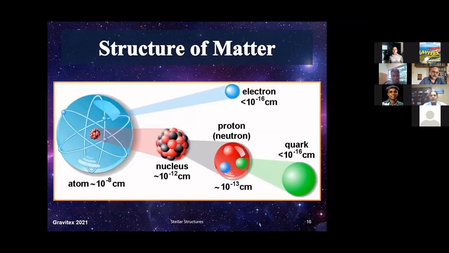So this is the structure of matter. This is the atom, which has approximately 10 raised to the minus 8 radius, and this is the nucleus, then the proton, which has 10 raised to the minus 13, and the electron, less than 10 raised to the minus 16.